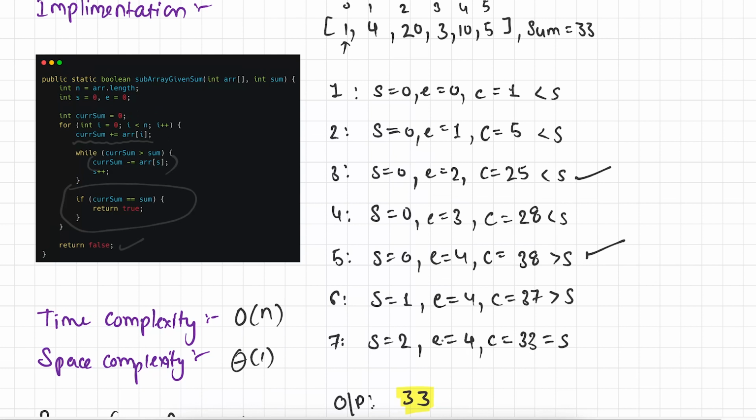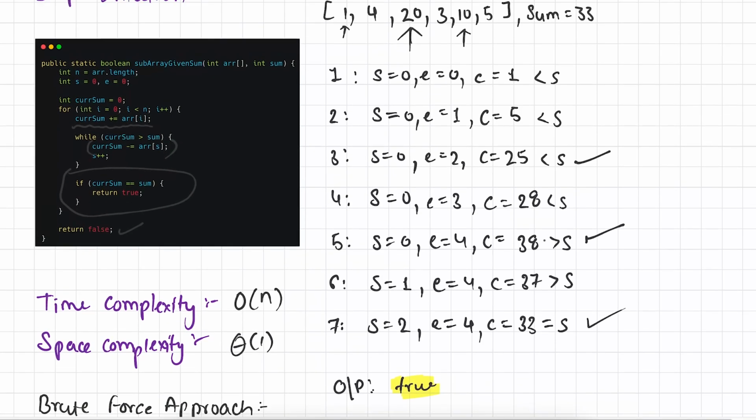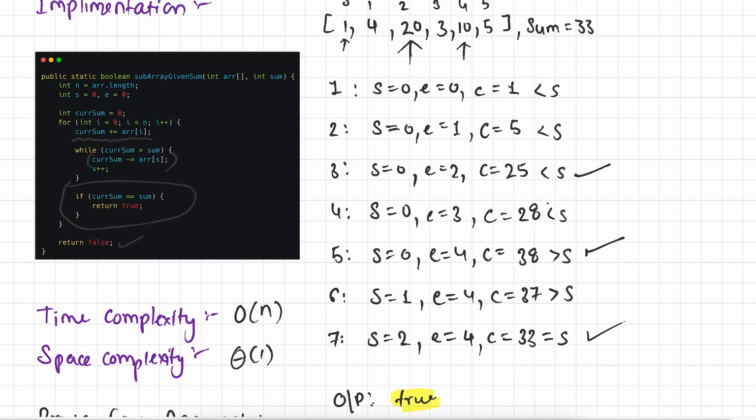So what does it mean? It means there is one subarray beginning with 2 till 4 that gives sum of elements that is equal to 33 and the output of this input is true. So we found a subarray whose sum of elements is exactly equal to desired sum. So guys, this is how this piece of code is going to run, and I have to say this approach has done an amazing job to solve this problem.